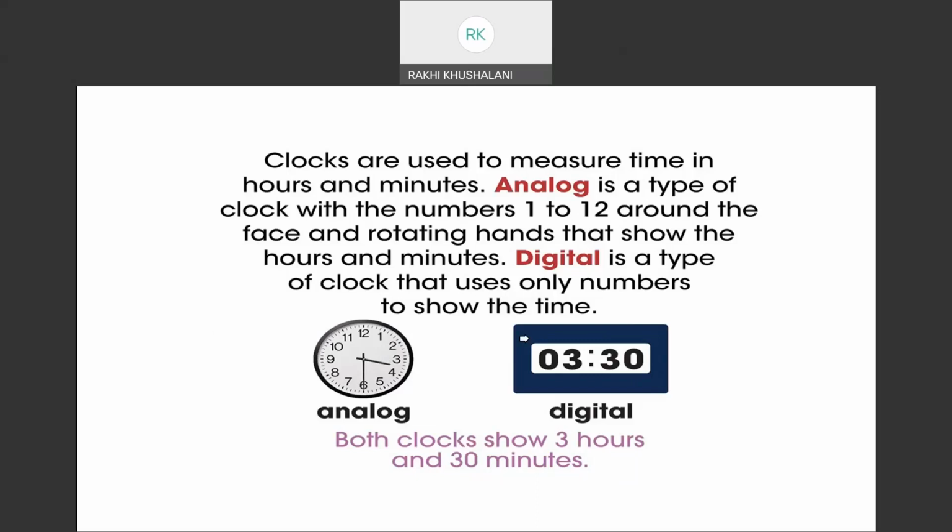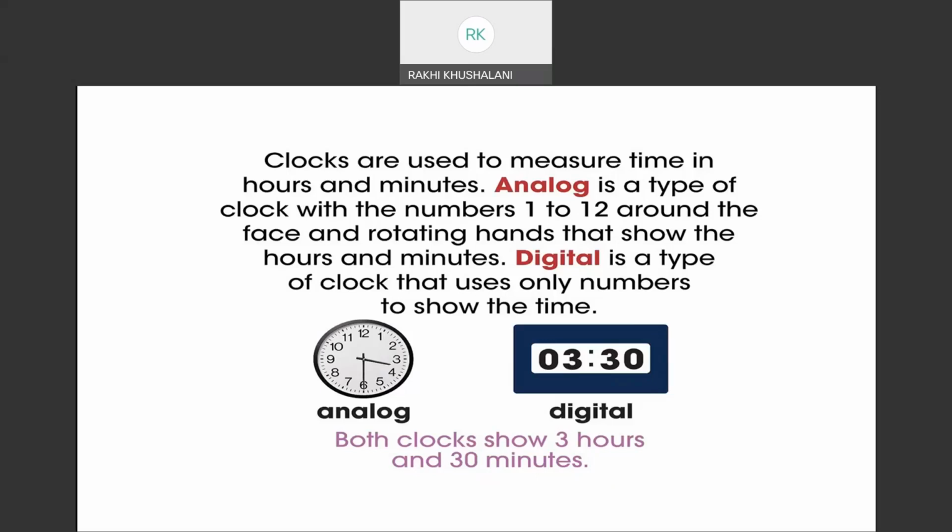The digital is a type of clock that uses only numbers to show the time, right? It shows only numbers to show the time. And you have the option of setting the digital clock in a 12-hour or a 24-hour timing. That is your choice. Both clocks right now are showing you 3:30. 3 hours 30 minutes. Whether it's morning or night, AM or PM, that we are not discussing right now. But both the clocks are showing you 3 hours and 30 minutes.